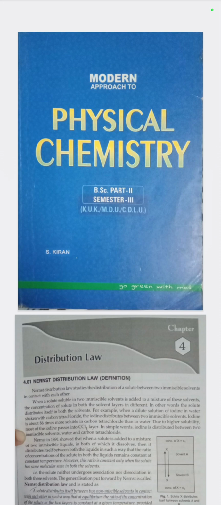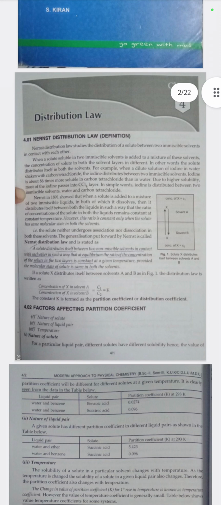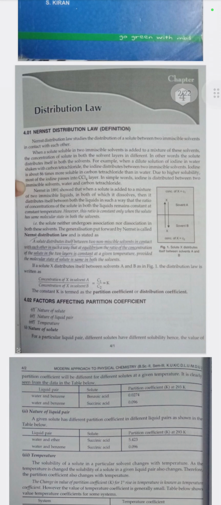Today I am going to read Physical Chemistry chapter Distribution Law. Let's start. Nernst distribution law. Nernst distribution law studies the distribution of a solute between two immiscible solvents in contact with each other.